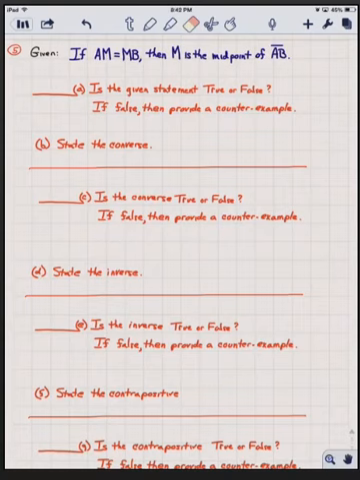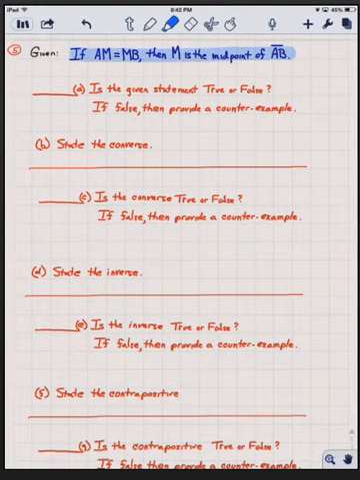Okay, continuing with the Chapter 2 review, this is Part C, and we have a given conditional statement. If AM equals MB, then M is the midpoint of segment AB. First thing I want you to do is take that conditional statement and decide if it's true or false, and if it's false, provide a counterexample.